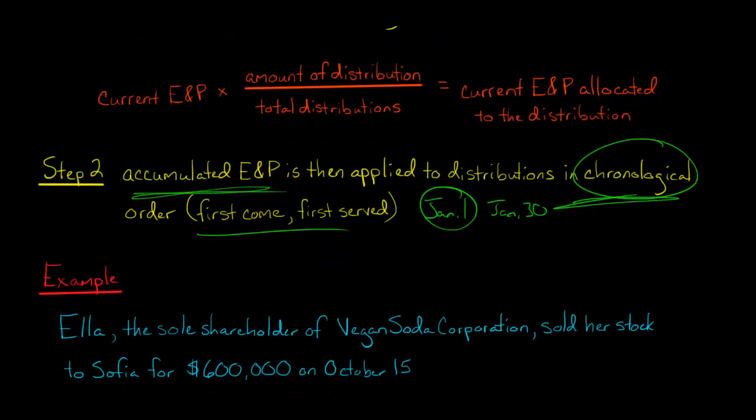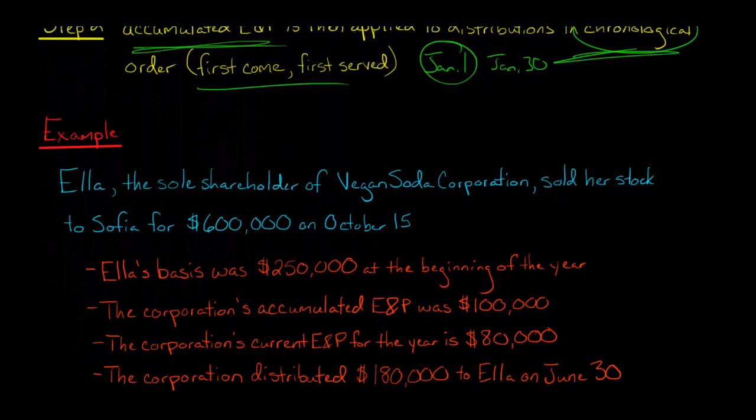Okay, so let's do this with an example. I don't think it'll be too bad once we do an example. So we've got Ella. She's the sole shareholder of Vegan Soda Corporation. Ooh, vegan soda. Doesn't that sound appetizing? Okay, so let's say that she sold her stock to Sophia, to somebody else. So basically, Ella owned all the shares of Vegan Soda Corporation, and now she's selling all the shares on October 15th. Okay, so she's going to sell her shares for $600,000.